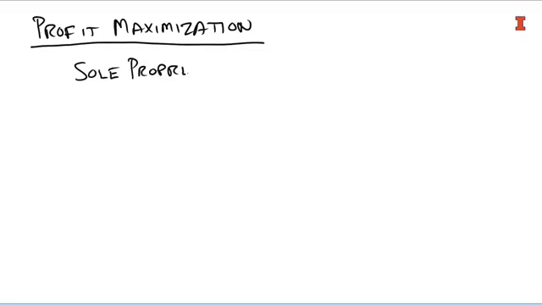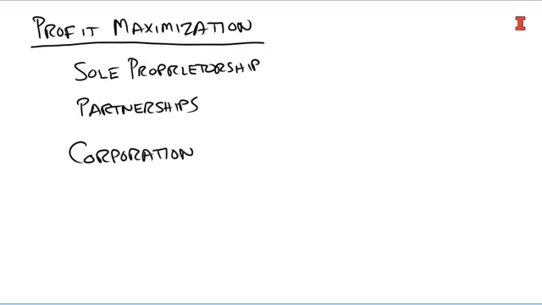We have three types of firms. Sole proprietors, we call them sole proprietorship. We have partnerships, and we have corporations. Well, let's talk about these with respect to profits.